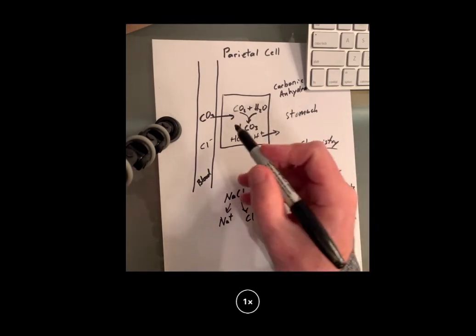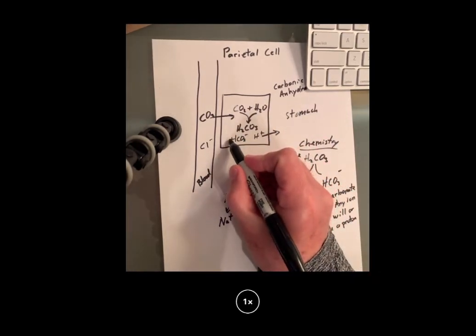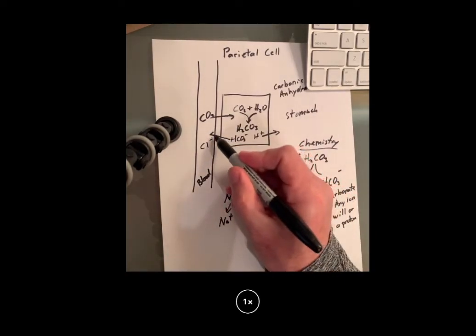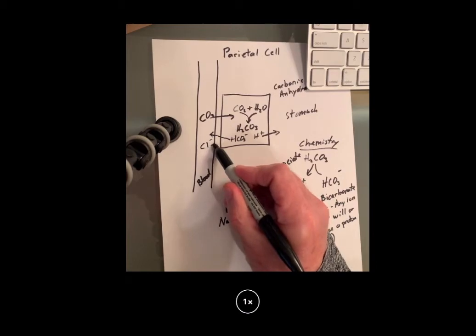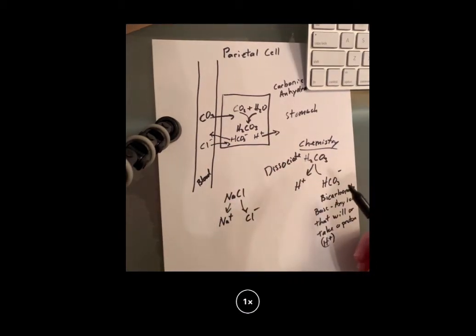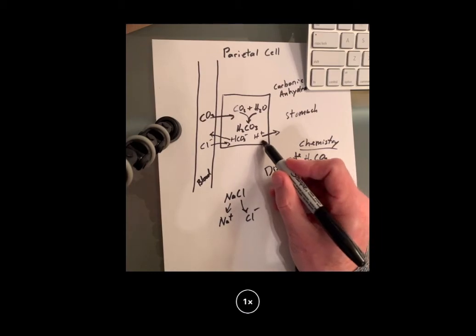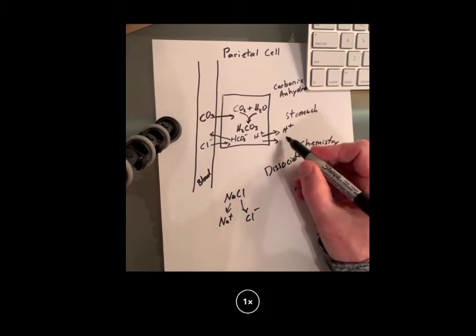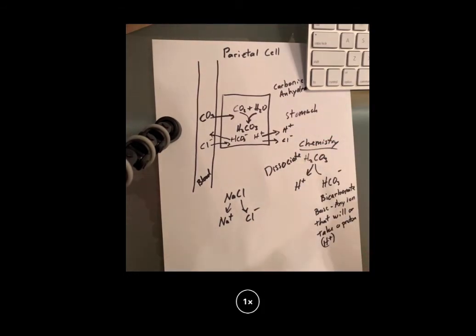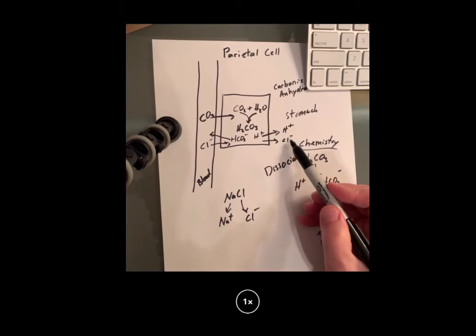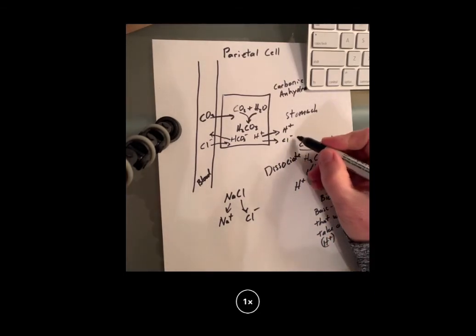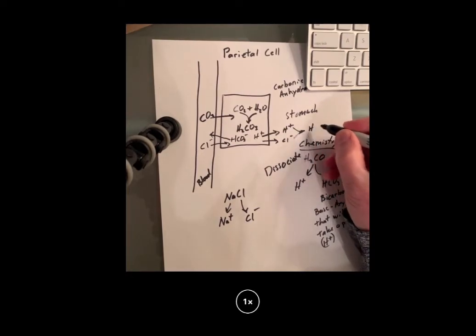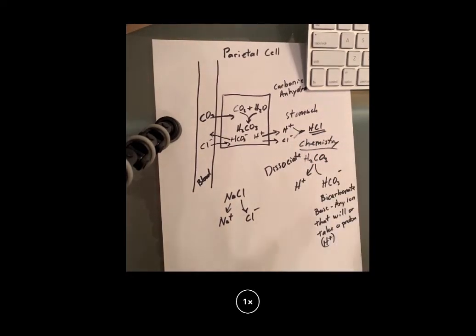So the parietal cell pumps the HCO3 into the bloodstream in exchange for the chlorine. And the chlorine will eventually come over here, and it is also put into the stomach. And in the stomach, that is where the H and the Cl combine to make HCl. And there's your stomach acid.